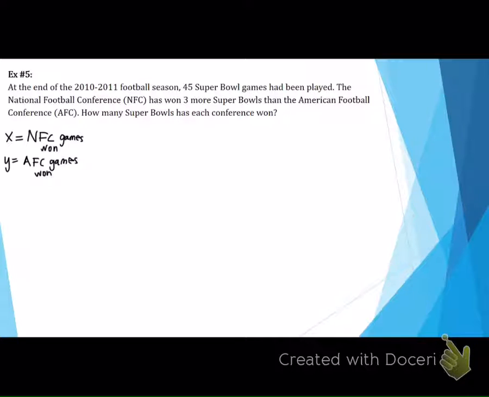Here's where it gets a little bit confusing for you guys. Now, you'll notice we're trying to find 2 things, which means we need 2 equations. So we need to pull apart the information here to determine 2 equations. So the first part of information is that we know that a total of 45 Super Bowl games have been played. The second piece of information is that the NFC has won 3 more Super Bowls than the AFC.